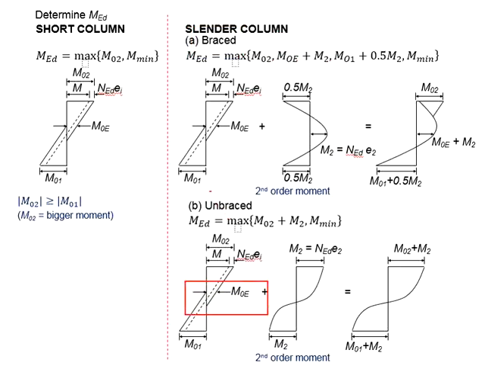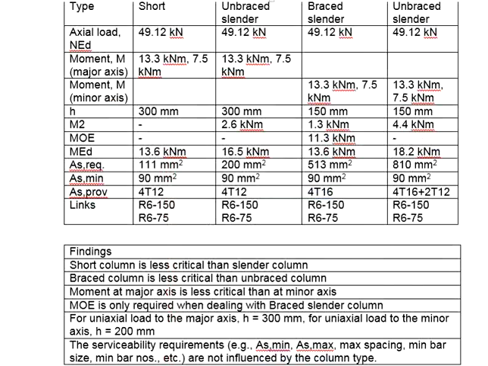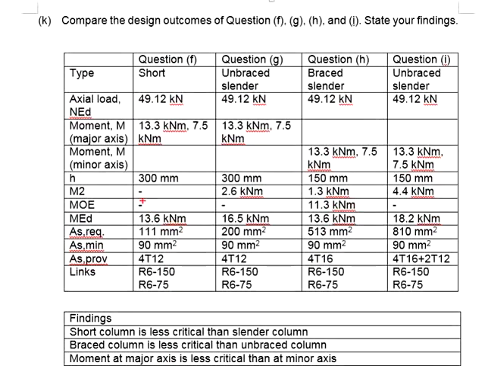The MOE for the unbraced slender column and also for the short column is not likely to be the critical moment. You can choose to calculate the MOE for these two cases, but it will be a waste of effort and time. Eventually, you're not going to use it. That's why you can choose not to calculate the MOE for the short column, as well as for the slender and unbraced column. You only need it for the slender and braced column.